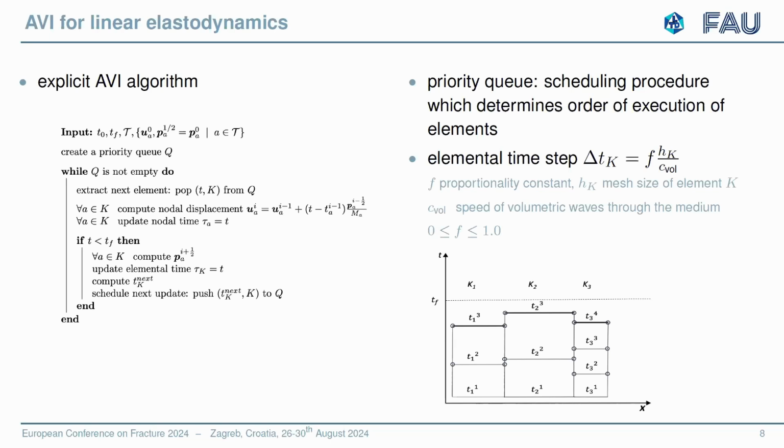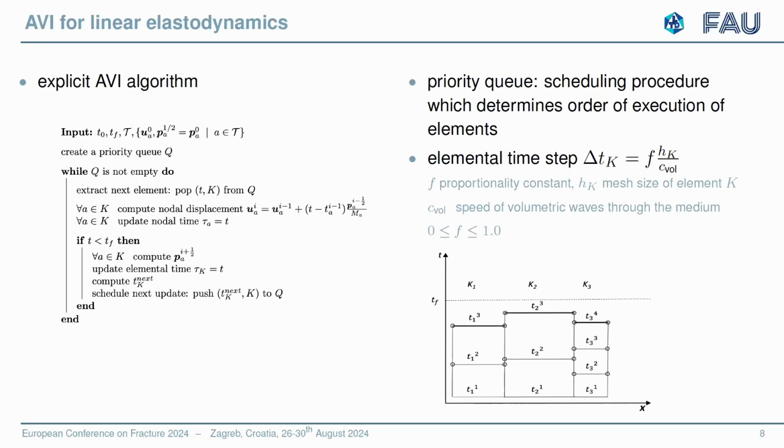So we pop the element and update the displacement based on the momentum of the previous time step. Then we update the momentum for the next time step based on the current configuration of the displacements. When the activation time of the element is greater than the total simulation time, we kick that element out of the priority queue. And we repeat this procedure until the priority queue is empty.